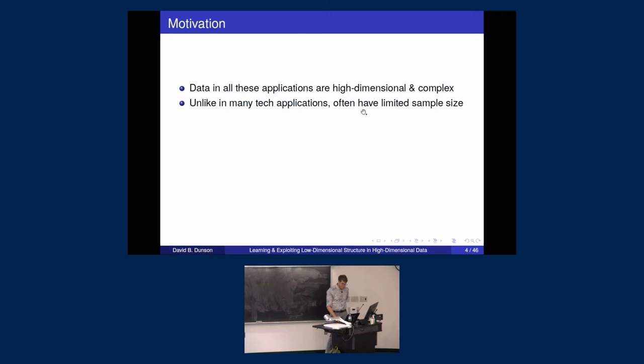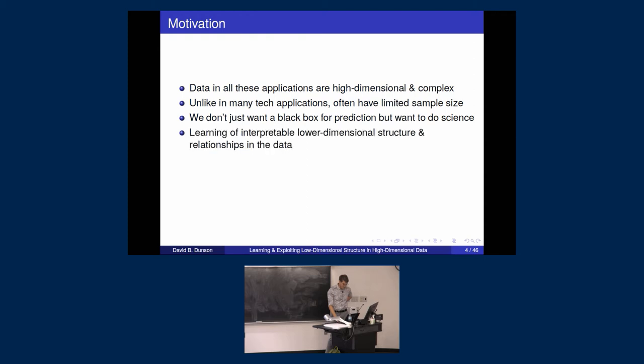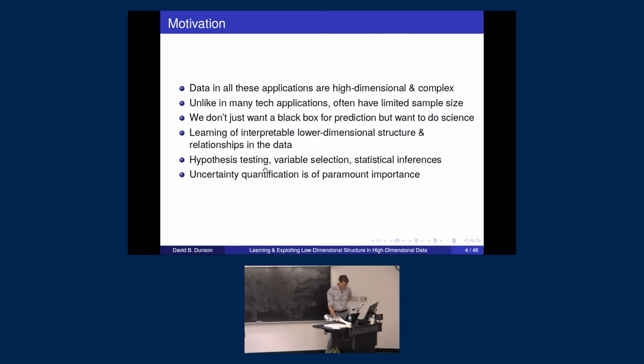Unlike in a lot of tech applications, the data have limited sample size. I don't really want to take a model that has a zillion parameters like a deep neural network and throw it at the problems, because it'll have a lot of problems with limited sample size and in terms of interpretability and reproducibility, generalizability. So we don't want a black box. So we need something interpretable for learning low dimensional structure, okay? And I'd like to do standard statistical things as well, with uncertainty quantification. So I'm not going to actually address any of these problems really today, but I'd like to take a step in the right direction, I would say.